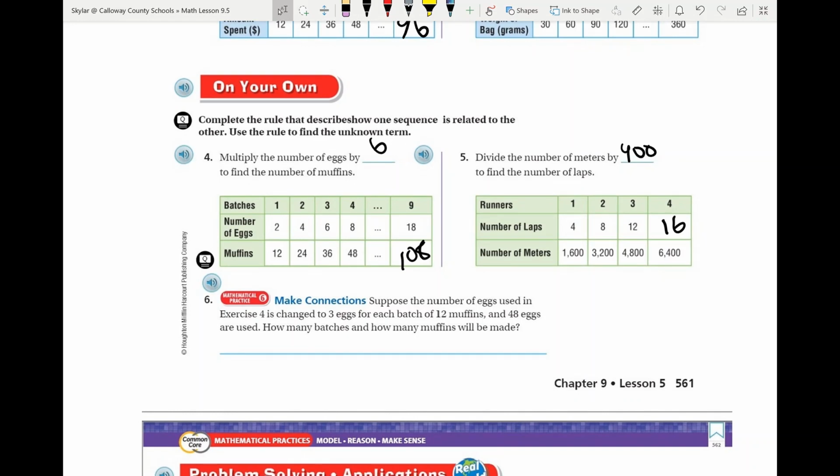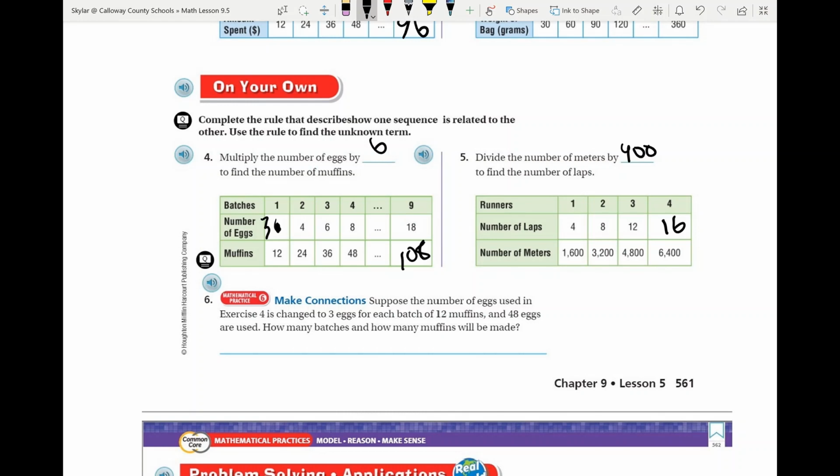Number 6 is worded a little bit weird. So suppose the number of eggs used in exercise 4 is changed to 3 eggs for each 12 muffins in each batch. Suppose the number of eggs is changed. So what is our new rule here? If it's 3 eggs to make 12 muffins, what do we have to multiply our eggs by to get the muffins?